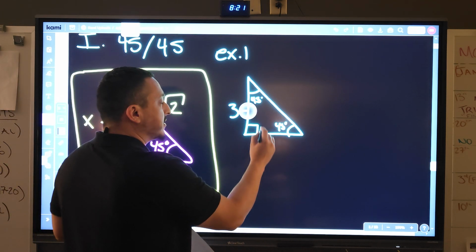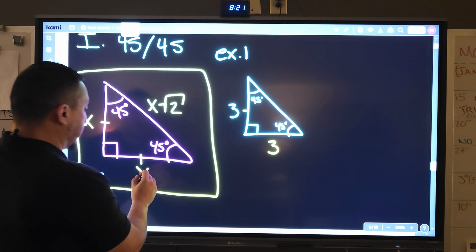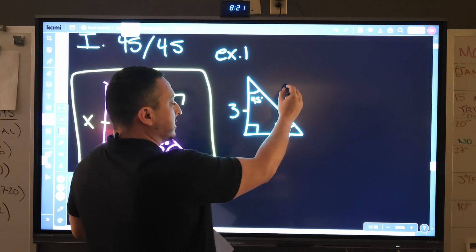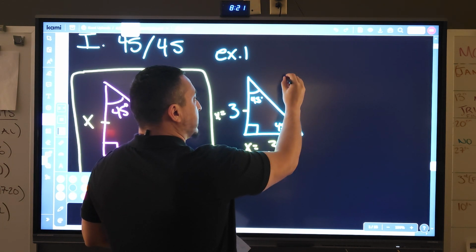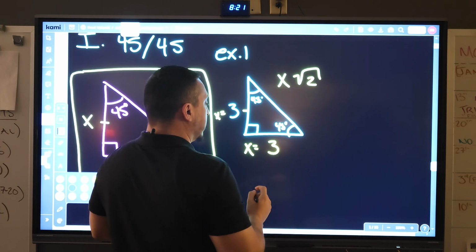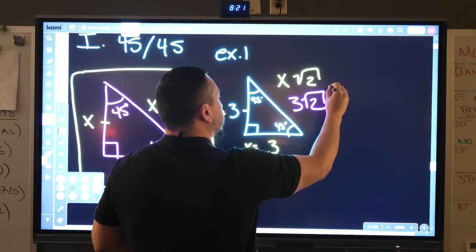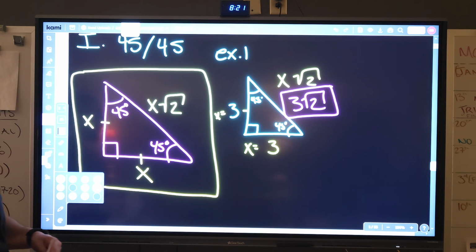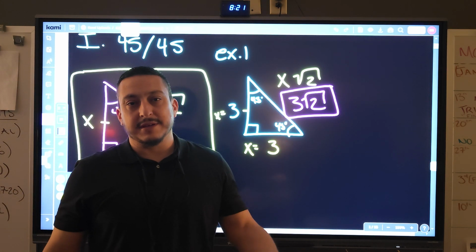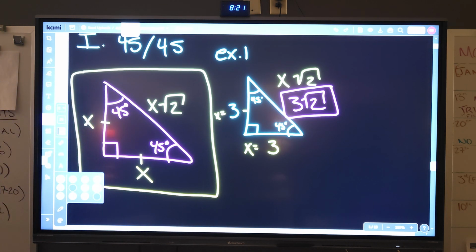So again, since this side is 3, we know this side is 3, because those two sides have to be the same. Remember, x equals 3, and this side is x square root of 2. So I know what x is: x is 3. So the hypotenuse is 3 square root of 2. And that's all there is to it. Again, this is faster than it would have taken me to use SOHCAHTOA, and I didn't need a calculator. That's what makes special right triangles special, because you can do them quick.